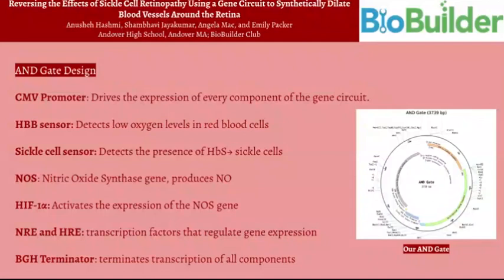We have also included the NRE and HRE regulatory elements to regulate gene expression. And finally, we have the bovine growth hormone polyadenylation signal, which is a commonly used terminator that we will use to ensure proper termination of transcription.